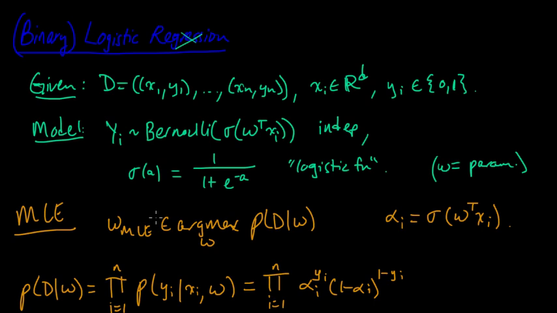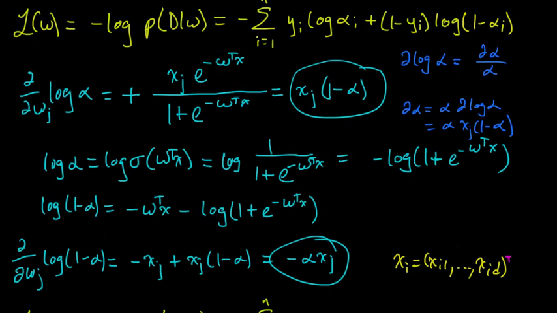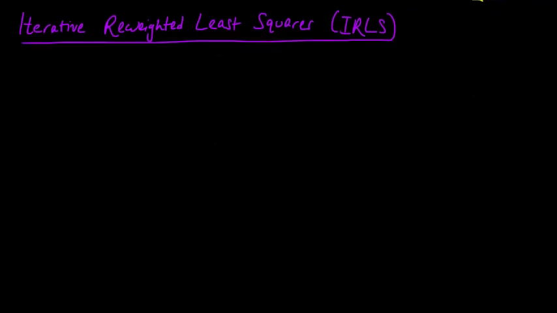So way back up here, we were doing binary logistic regression. This was our model, and to compute an MLE, we wrote down the likelihood function, and then we took minus the log to make things a little bit easier. Then we took the gradient and we got the Hessian, and they were these two very nice linear algebra expressions. And now we would like to apply Newton's method to this problem. Newton's method needs both of these ingredients. So let's see what happens.